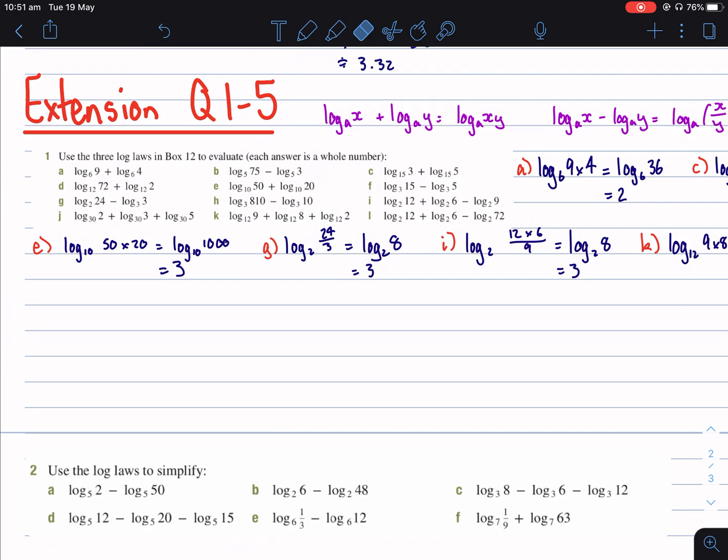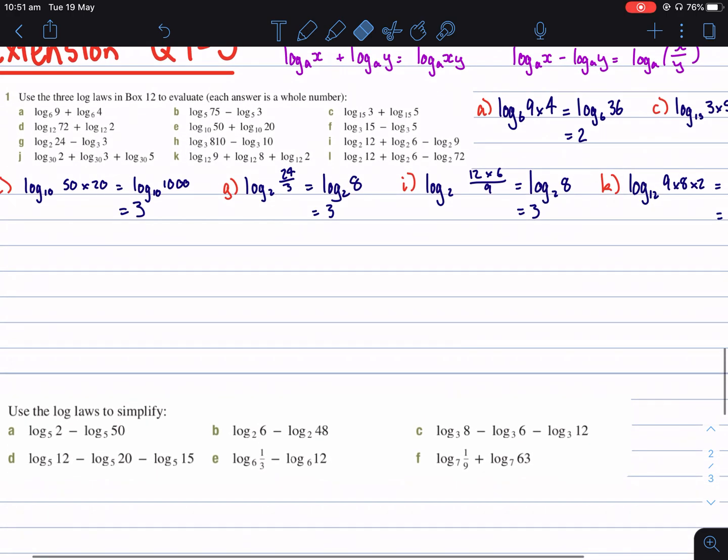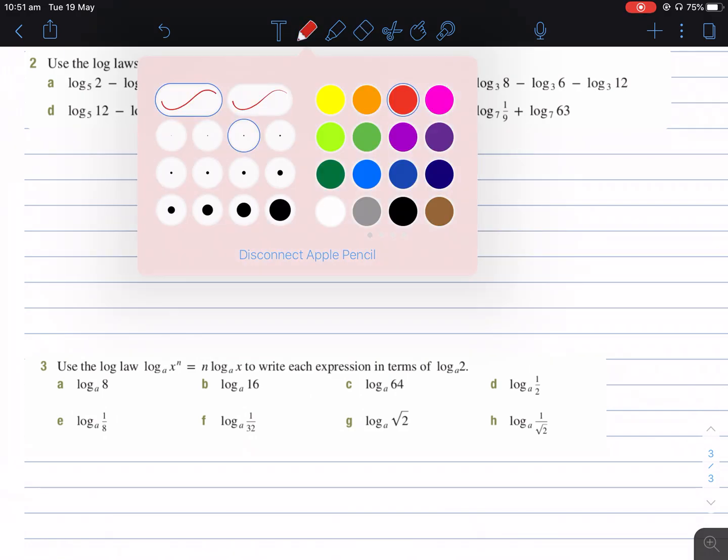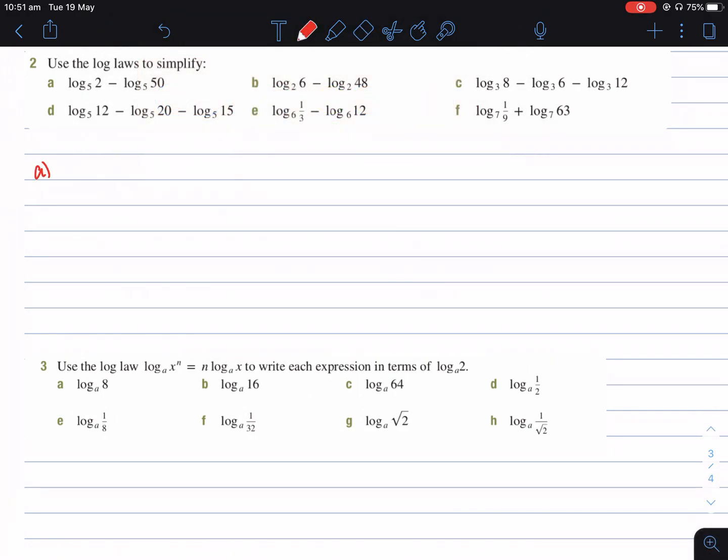Oh, okay. No, because I can't do 2 to the 24, so it doesn't make sense for that to be anything other than 3. Okay. We're going to simplify these. Pretty much the same way.